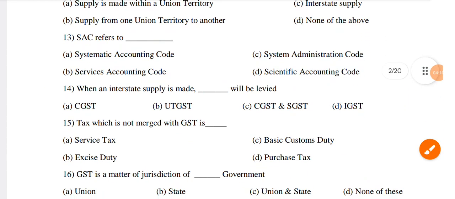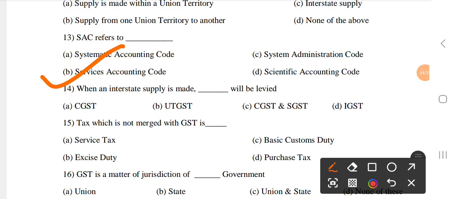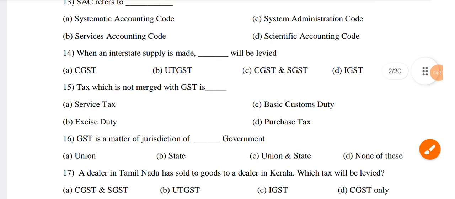Next question, SAC refers to dash. Option A systematic accounting code, B service accounting code, C system administration code, and D scientific accounting code. The correct option is B, service accounting code.